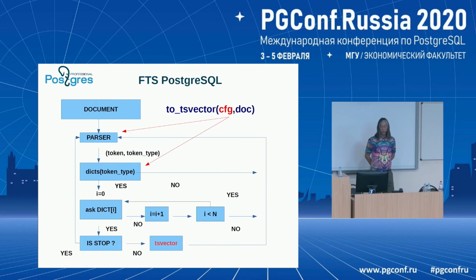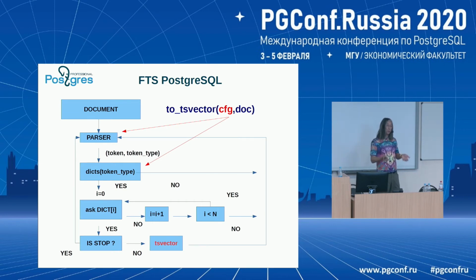For a better understanding of how such queries work, I created this picture so you can see there is a document on the top of the page, and then it feeds everything to the parser. The parser takes the document, and then it gives you token and token type, this pair. Then it goes to an array of dictionaries. And then for each dictionary, we are trying to see, does the dictionary recognize the word or not? For the simplest dictionary, that's how this logic works.